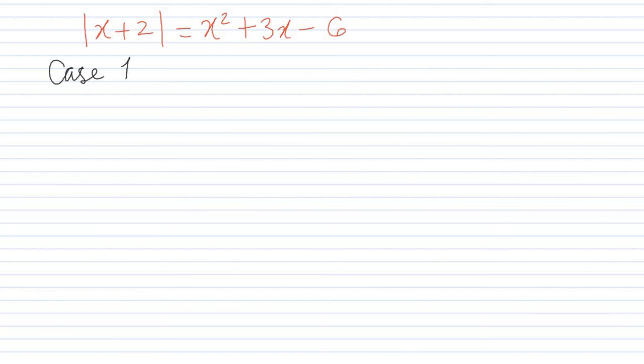Next thing we have to do is we have x plus 2 equals x squared plus 3x minus 6. Because what we're handling now is an absolute value situation, there are two cases that can happen here. We have a case 1 and a case 2. Before we go on to explain case 1 and case 2, I want you guys to know something.